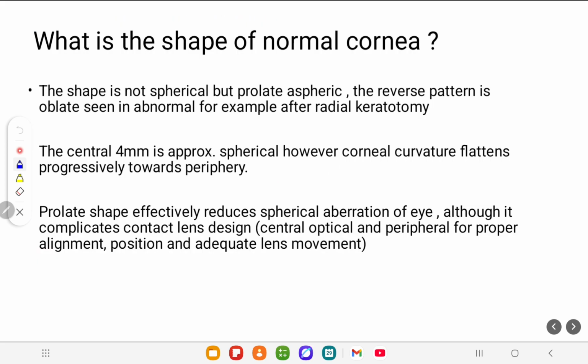So what is the normal shape of the cornea? Because we are going to discuss corneal topography, first we have to know the normal shape of the cornea. Many people think the cornea is spherical. It is not at all spherical, but prolate spheric. It's very important. What is prolate and what is spheric? The reverse pattern is oblate, which is abnormal, for example after radial keratotomy.